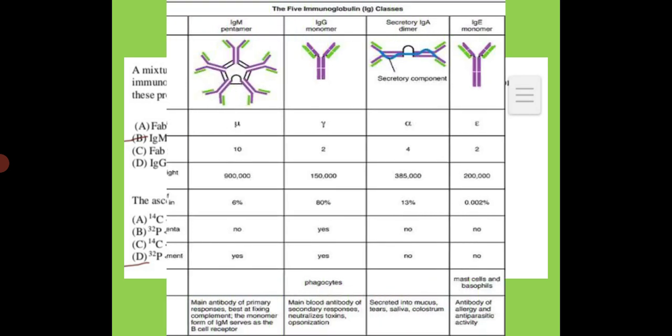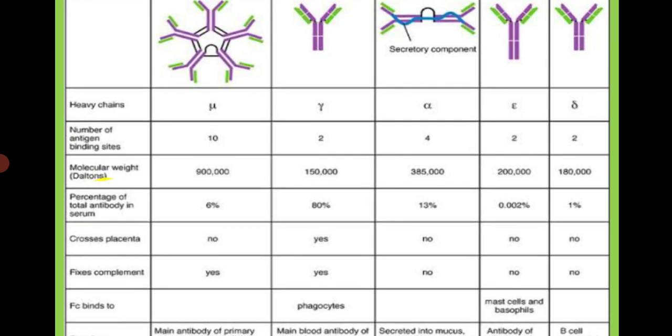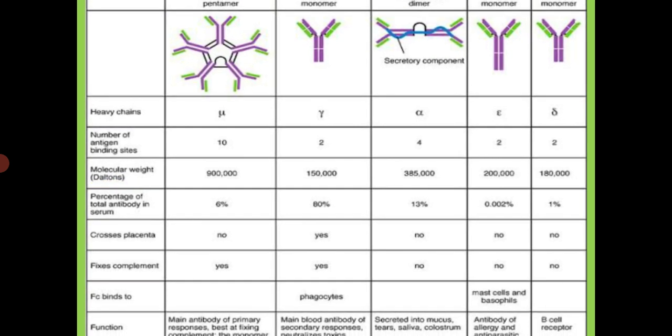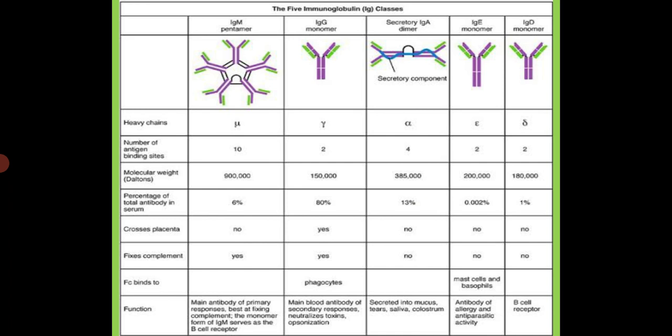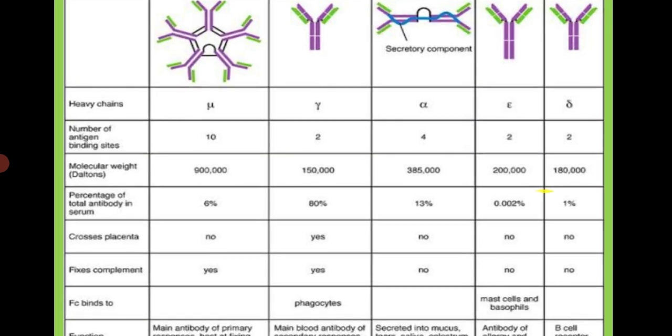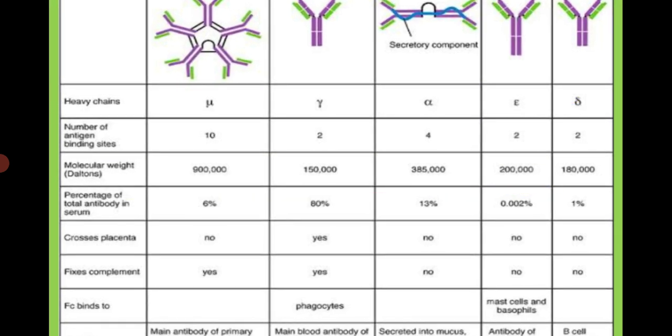In the same image, some differentiating characters are mentioned here. The heavy chain of IgM is called mu. The heavy chain of IgG is gamma. The heavy chain of secretory IgA antibody is alpha. The heavy chain for IgE is epsilon, and the heavy chain of IgD antibody is delta.